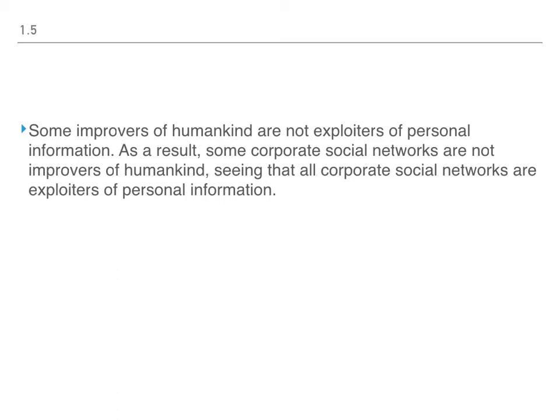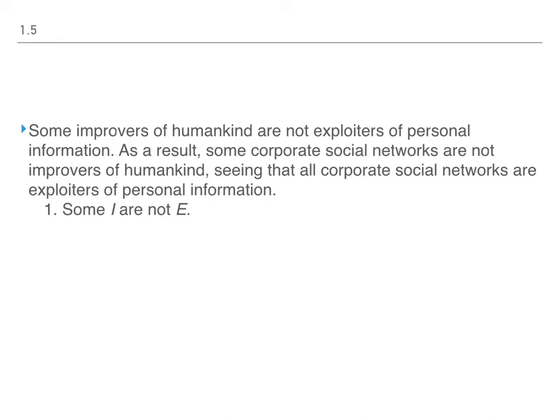So we have some non-standard indicator words here, which I guess is supposed to be the exciting and interesting thing about this. We see the words "as a result" and "seeing that." It says some improvers of humankind are not exploiters of personal information. That's a premise. Clearly the "as a result" is indicating the conclusion here, and the "seeing that" is indicating that the other thing is the second premise.